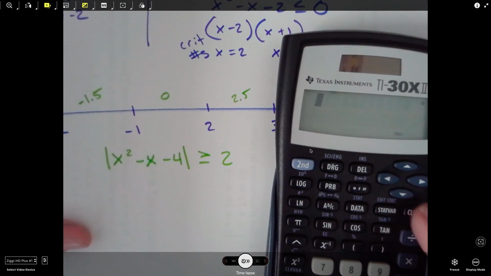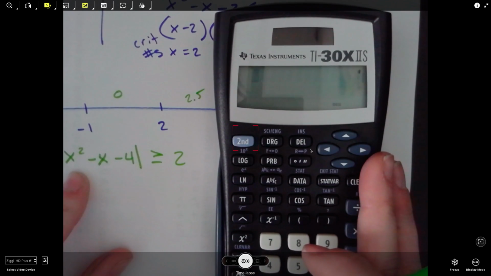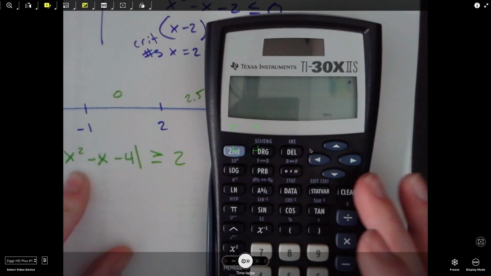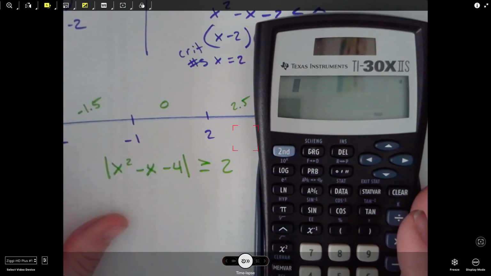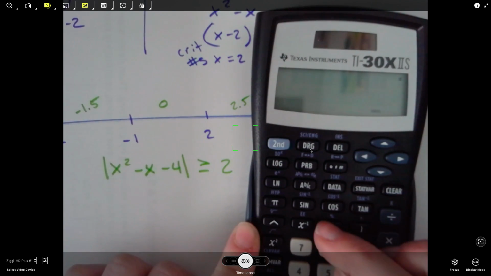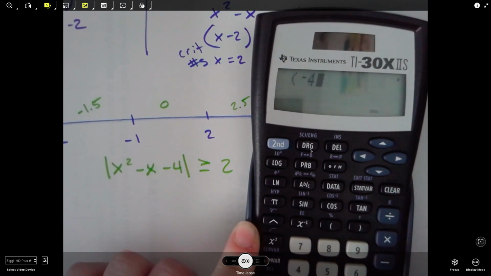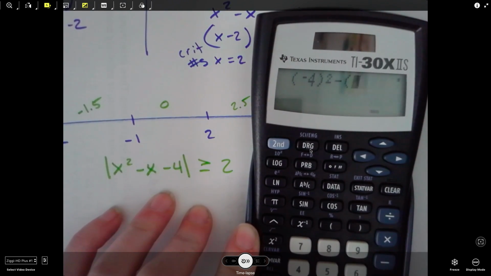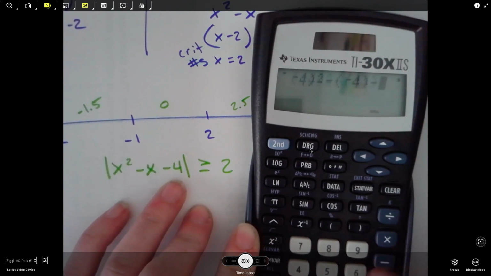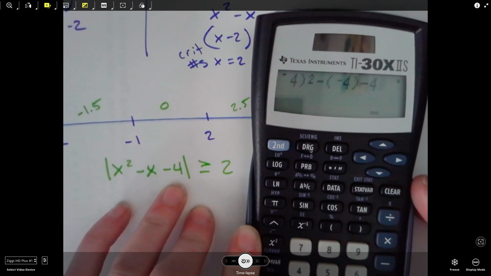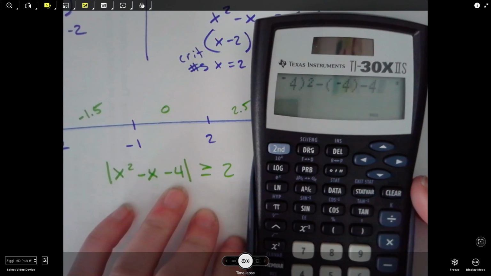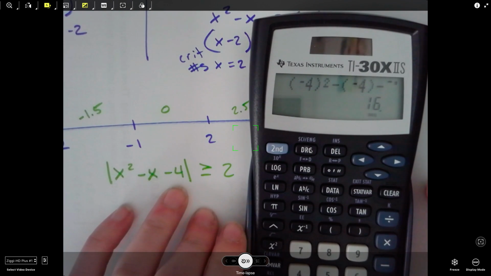Once you type this in, it should be really nice. We're going to use -4 to start with. So parentheses, -4 squared minus parentheses -4 minus 4. I type that all into this calculator, and I even have a dumb calculator, so I press equals. And I press equals again, oh, there we go, 16.